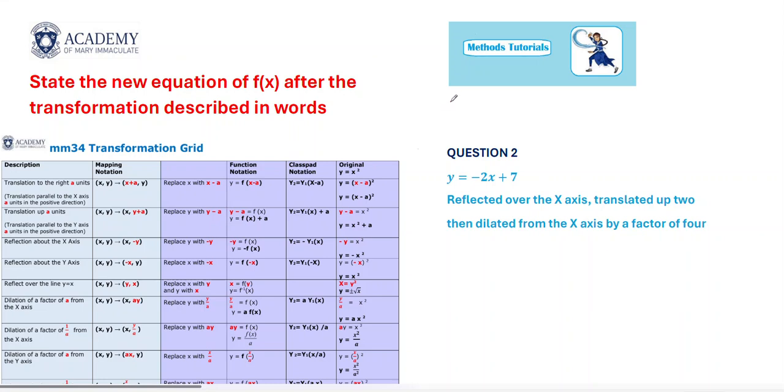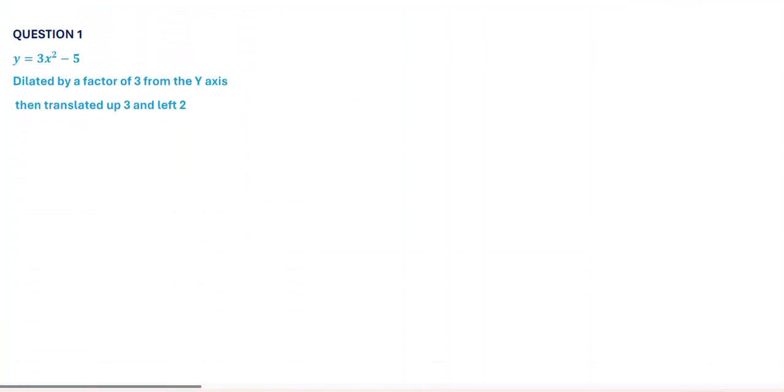Okay, so in this tutorial, we're being given our transformation in words, and we need to come up with the new equation. The information has been given to us in this column. What I'd like to do is to use this column, the replacing column, to come up with a new equation. So I'm going to follow the order that the translations have been given to me. I'm going to start with y equals 3x squared minus 5, because that's my original.